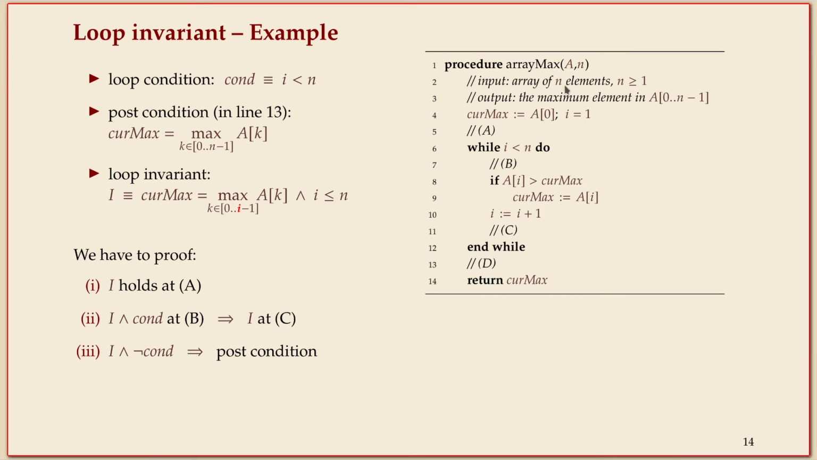So let's see an example of such a proof on this code, which finds the maximum of an array in the obvious way. You step through it and you keep track of a maximum of a prefix of the array. That's intuitively what the code does. For a formal proof, we have to find a loop invariant. So I've already done that job for you.